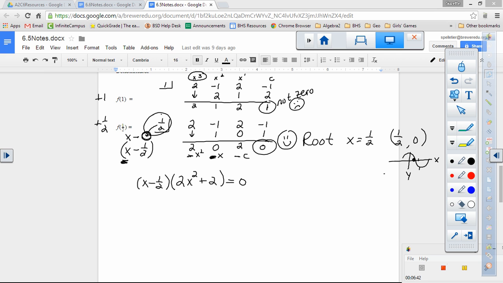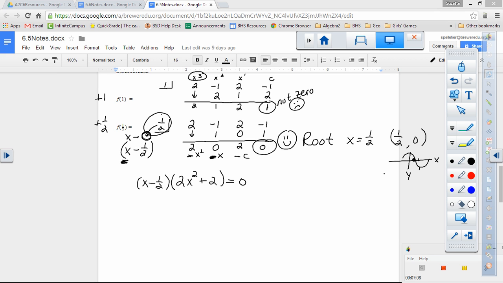So what has this done for me? Finding this root has reduced this polynomial from a cubic now down to a square. We know how to solve quadratics. We can plop that into the quadratic formula. We can do whatever it is we need to do to solve that using quadratics. We could use the square root property. We could just factor the quadratic. So we're able now to solve for all the rest of the roots.